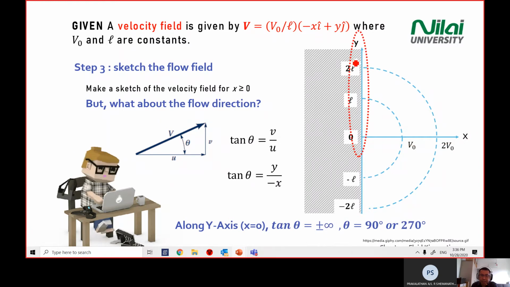Then look at the y-axis. So along the y-axis, all the values have x equal to 0. So when your x is 0, the value in this mathematical equation becomes infinity. So to have your tan theta equal to infinity, your angle must be 90 or 270. This one is in your trigonometry chapter in your mathematics.